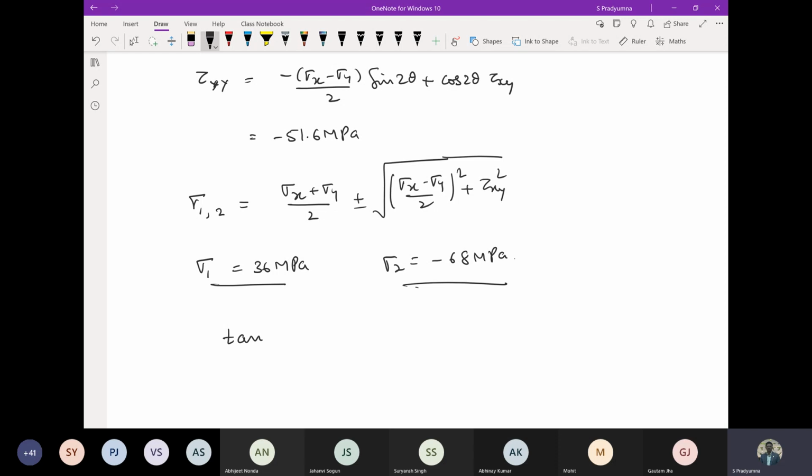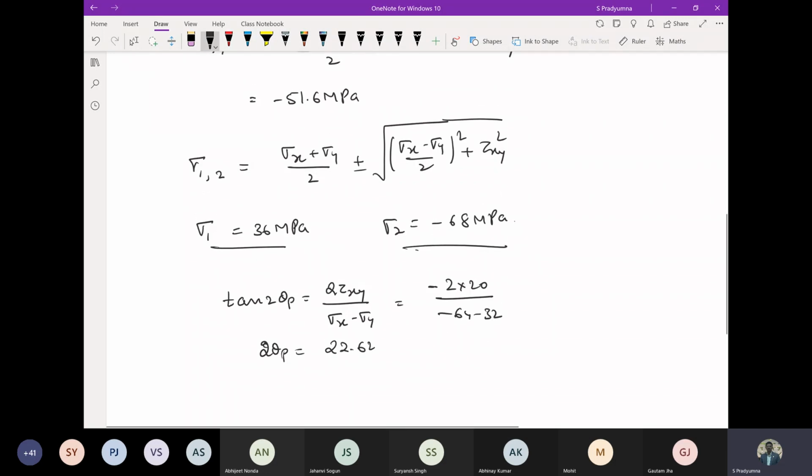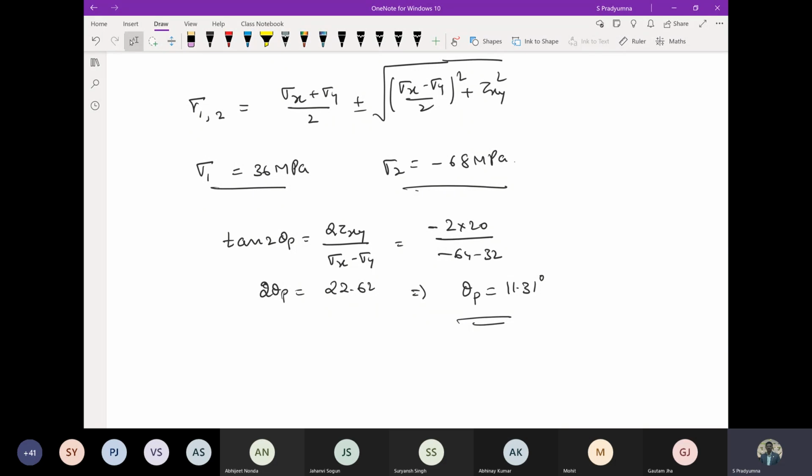Tan 2 theta p, which is the equation for obtaining the principal direction, is obtained by 2 tau xy divided by sigma x minus sigma y. So that is minus 2 into 20 by minus 64 minus 32. 2 theta p is equal to 22.62, and theta p is equal to 11.31 degree. Now this is the routine step we have followed.